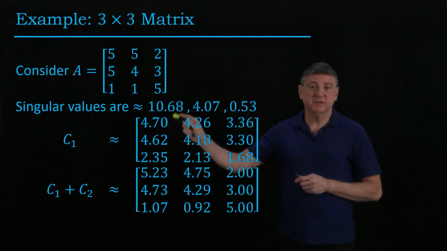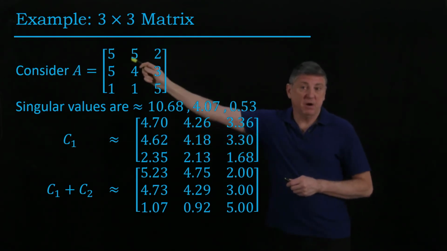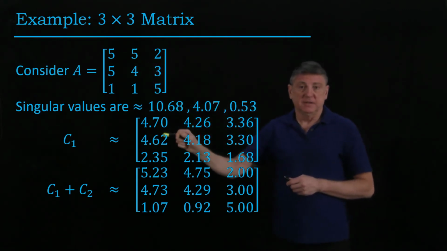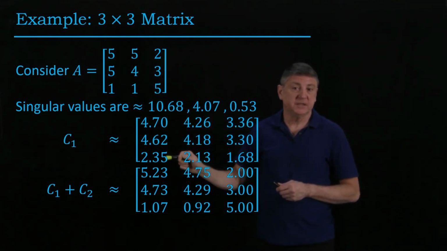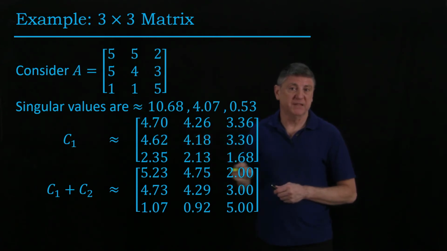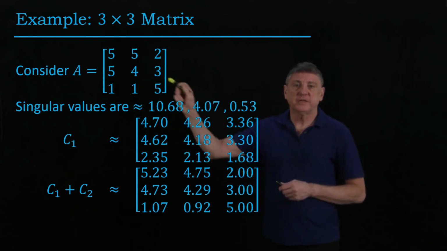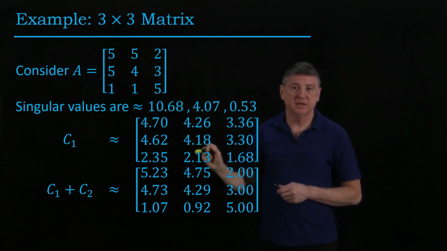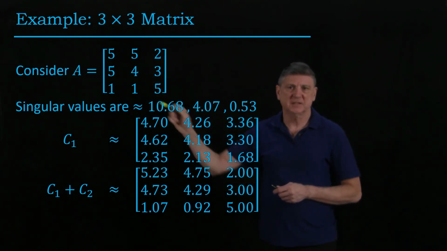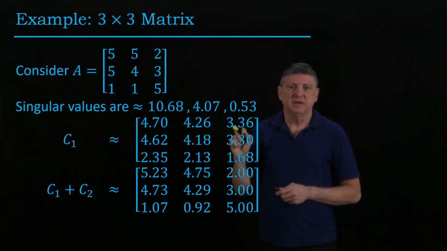is 4.7, so that's only 0.3 off of this. This is 4.6, which is 0.4 off. This, that's a factor of 2 off. That's not so good, is it? 4.26 is pretty close. 4.18, that's pretty close. 2.13, that doesn't look very satisfactory. And 3 compared to 2 isn't very good.